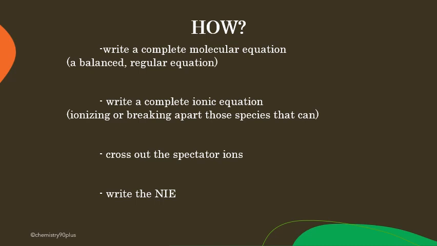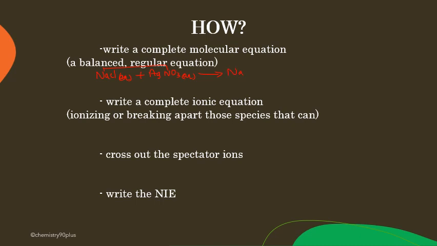Normally we follow these three steps. First, we write a complete molecular equation, which is our regular balanced chemical equation. For the previous example, we combine sodium chloride, which is dissolved in water, so we write aq in parentheses, with silver nitrate, which is also soluble in water, so we write aq in parentheses. Aq means aqueous.